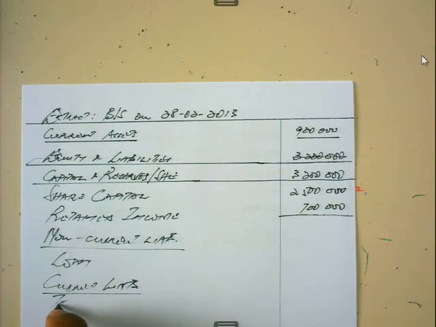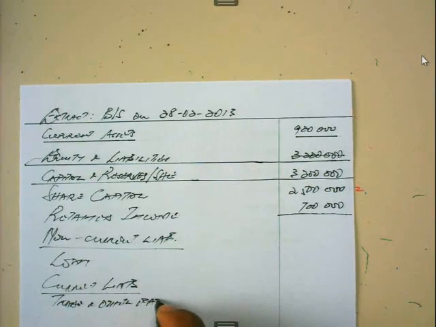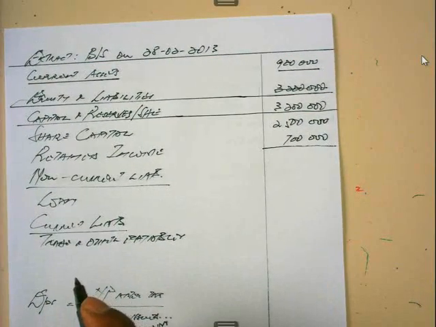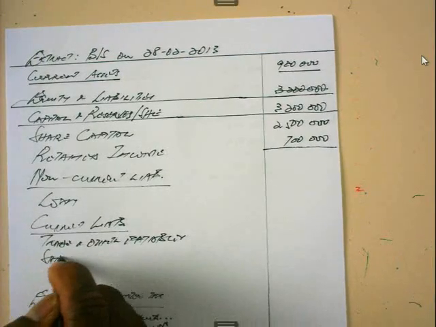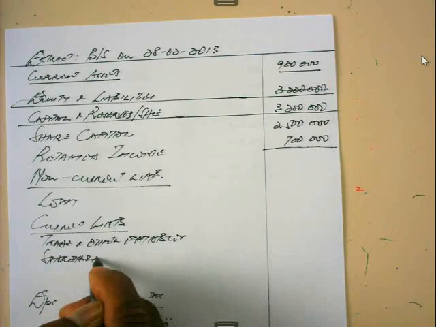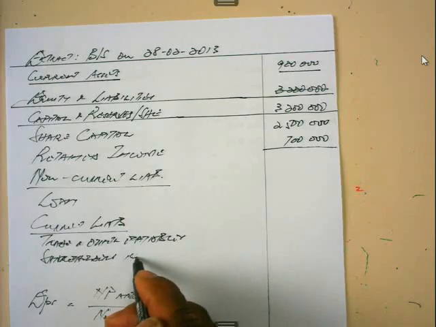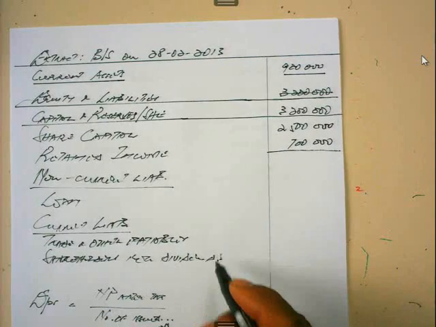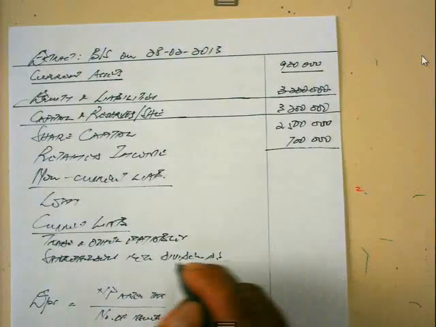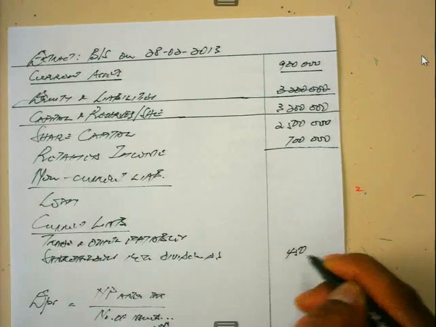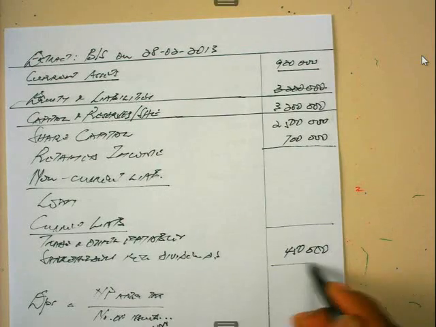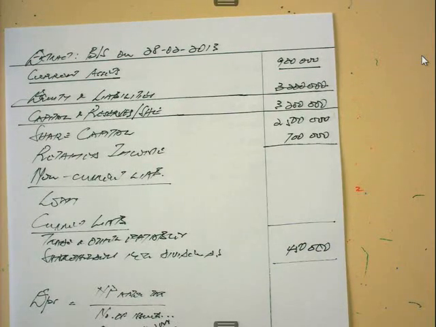You've got trade and other payables. We are also given the shareholders for dividends. You'll pardon my handwriting. Your shareholders for dividends given is 450,000 as a given figure. That should not be a problem. Right. Let's get to the loan amount.